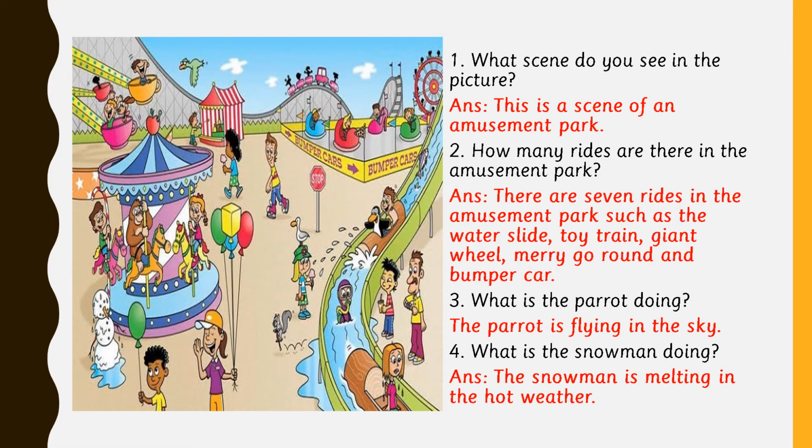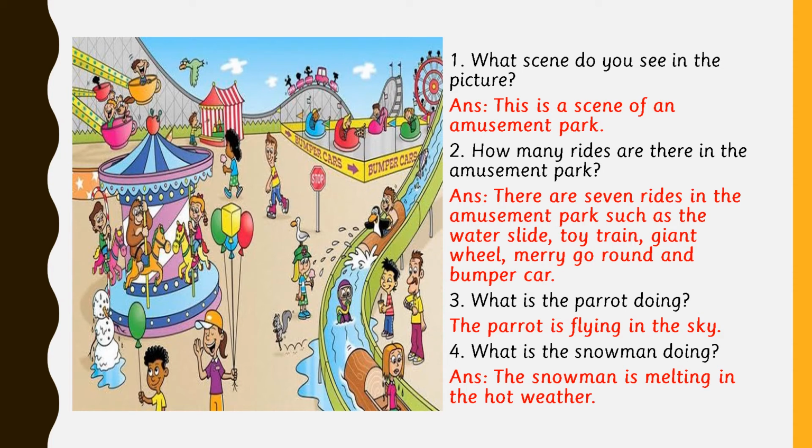Now let us observe the picture once more and try to answer these questions. What scene do you see in the picture? So this is a scene of an amusement park. So this sentence you are going to write as your picture description. How many rides are there in the amusement park? There are 7 rides in the amusement park, such as the water slide, toy train, giant wheel, merry-go-round, and bumper car.